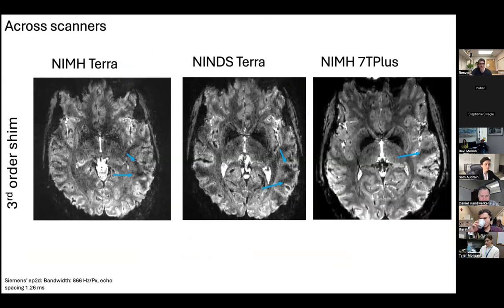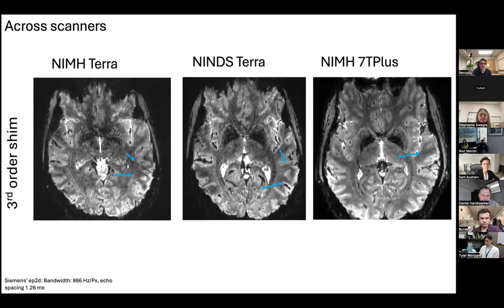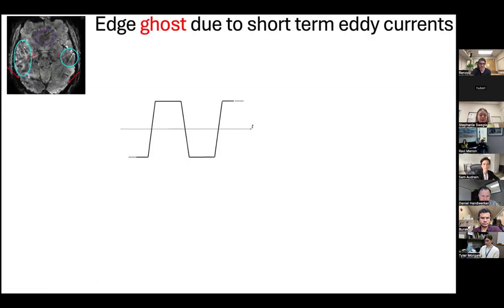And this is not really something specific to our gradient set. Any body gradient that has these third order shims in there might have similar issues. For example, on the NIMH Terra, we have these. On the NINDS Terra, we have these. But also on the 7T Plus, we have these. Here for the Siemens EP2D, we see that those artifacts go away as soon as we unplug the third order shim. So that's very helpful already.